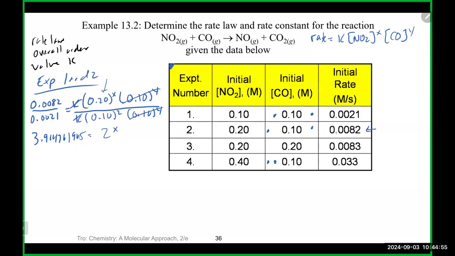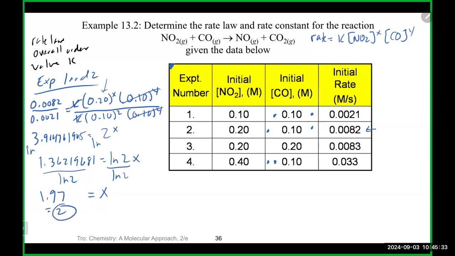So you do have a couple options like I talked about before. You can take the natural log of both sides if you want. If you do that, that'll give you 1.3621961 equals the natural log of 2 to the X, and that does bring the X down. You could then divide both sides by the natural log of 2, which is 0.693, by the way. That will give you X is equal to basically 1.97, which is fairly close to 2, right?